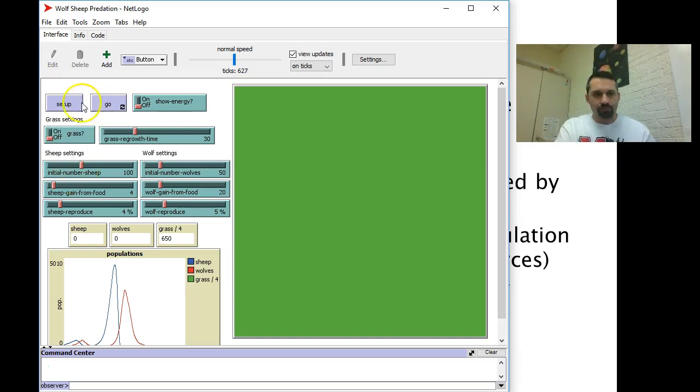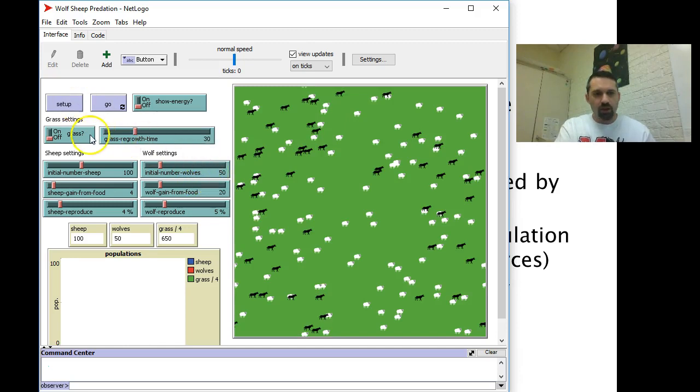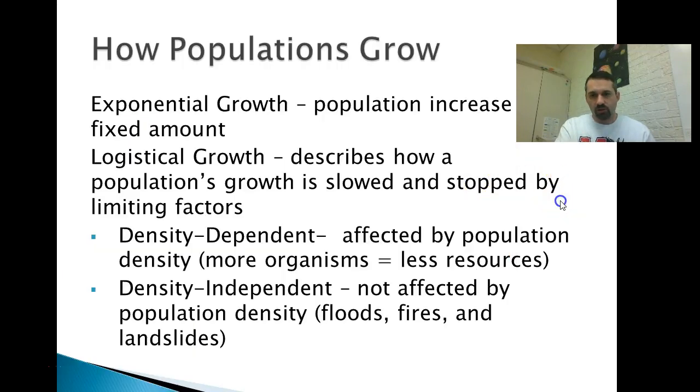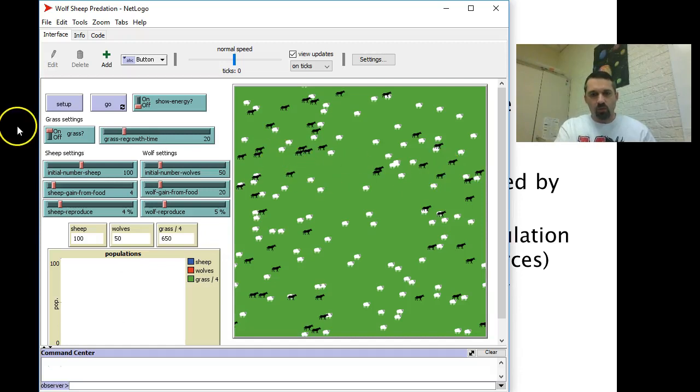What we can do here is turn the grass on to make the grass grow. So we're going to do a limiting factor. Let's look back over here. Remember limiting factors? This is logistic growth. We're going to limit how much the grass can grow. Let's watch what happens this time.